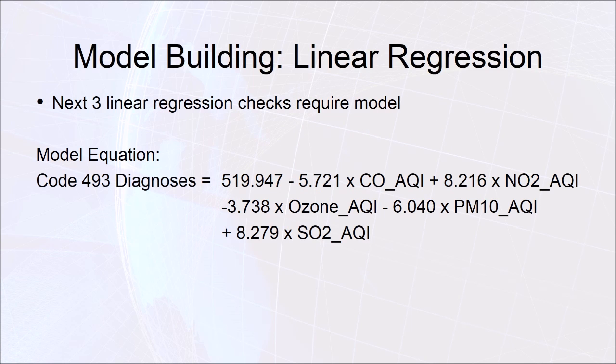The next 3 linear regression checks require a model to be generated first. Using our software, we created this equation, which describes the expected number of 493 diagnoses for asthma as expressed using the air quality index of carbon monoxide, nitrogen dioxide, ozone, PM10, and sulfur dioxide.